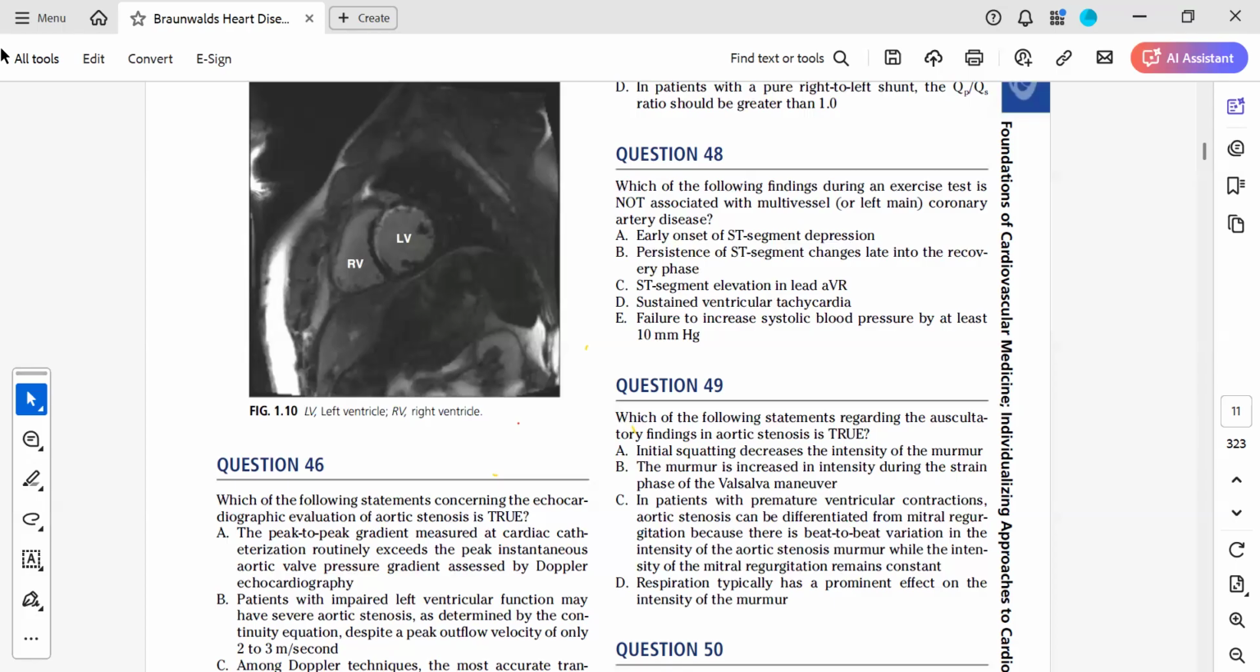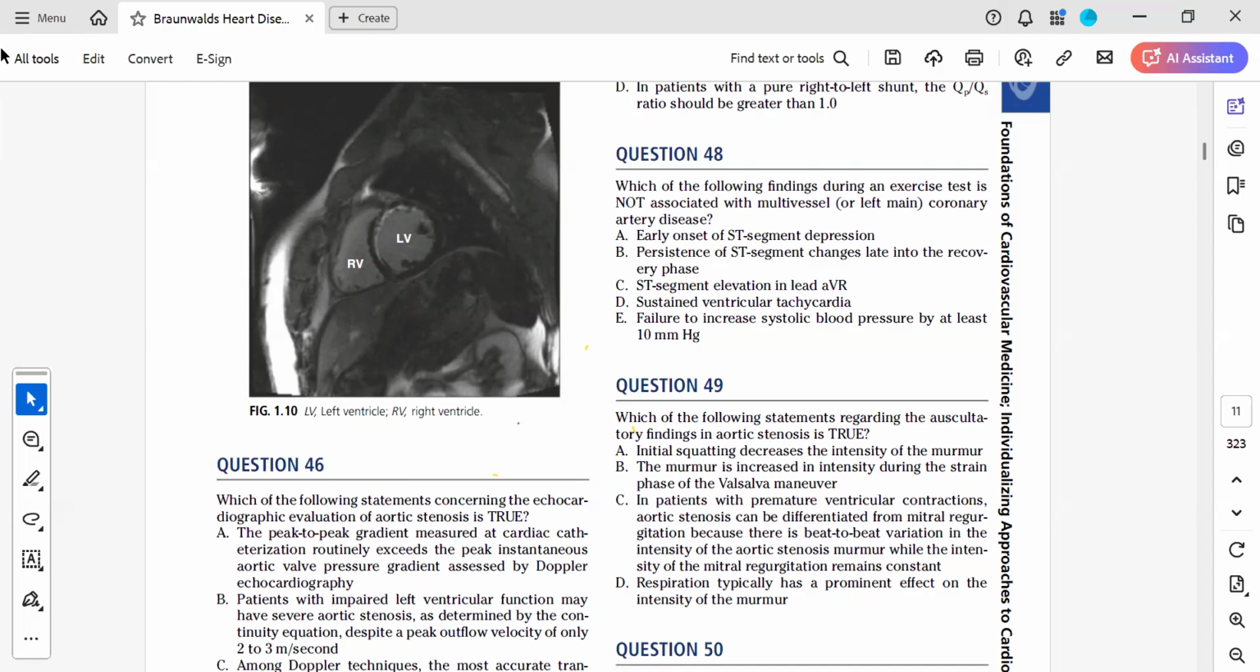So which of the following regarding the auscultatory findings in aortic stenosis is actually true? Anything that will reduce blood flow to the left will reduce the murmur of aortic stenosis. So initial squatting: squatting decreases the intensity of the murmur. We know that when we squat, there is pooling of blood into the venous circulation in the legs. So it will reduce the eventual blood flow that will get to the heart. When you reduce the blood flow to the left side of the heart, it's going to reduce the intensity.